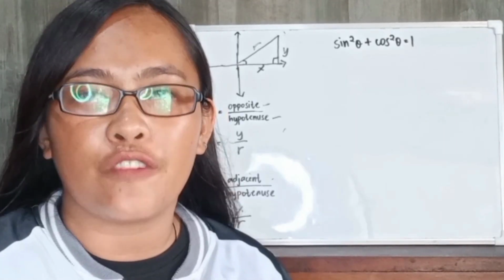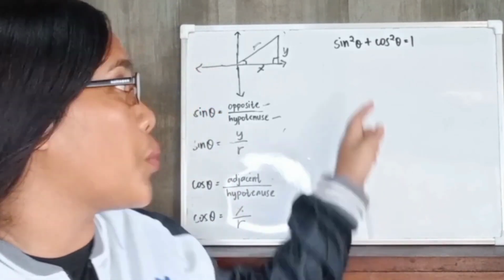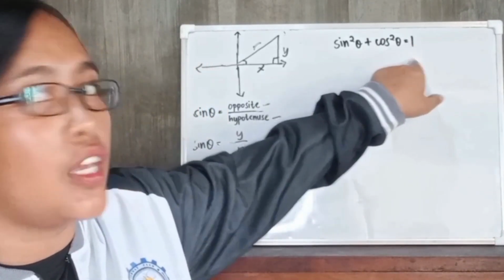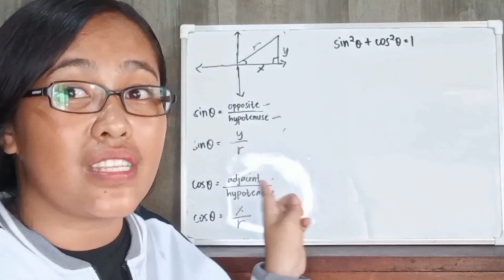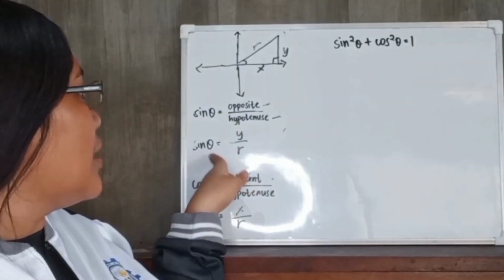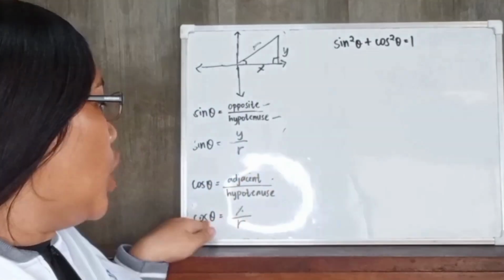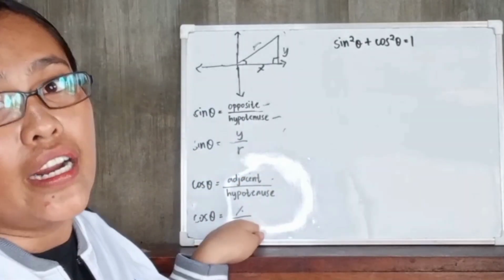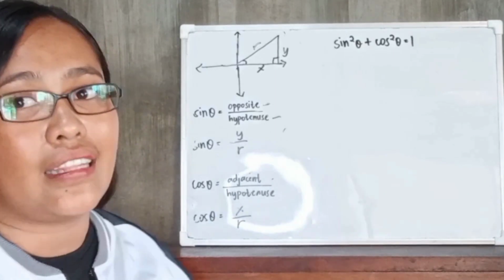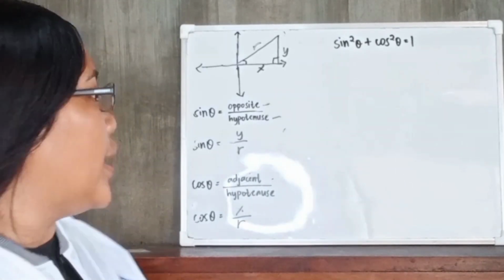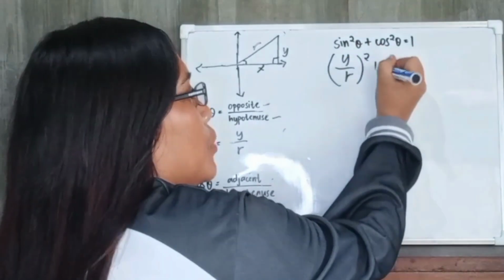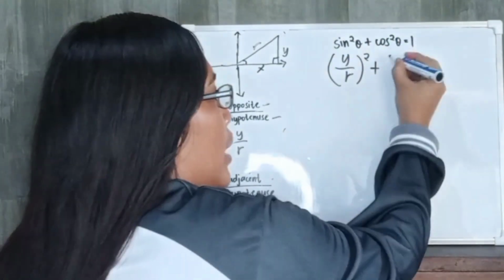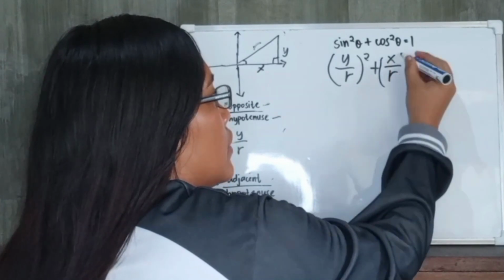Now, let's go back to our first Pythagorean identity, which is sine squared theta plus cosine squared theta is equal to 1. As we discussed earlier, sine theta is equal to y over r, and cosine theta is equal to x over r. We can easily substitute it here. So for sine squared theta, we have y over r, squared, plus, for cosine squared theta, we have x over r, squared.